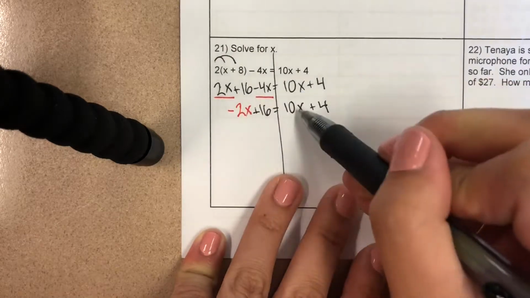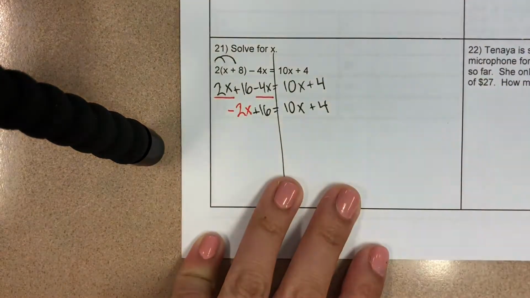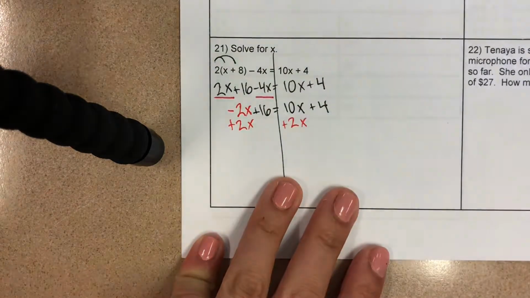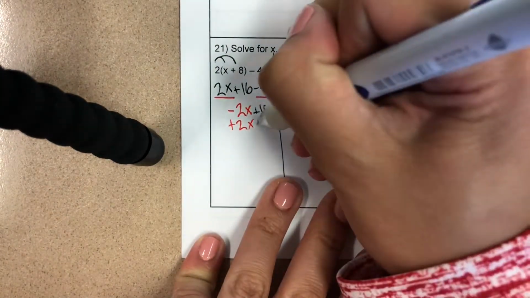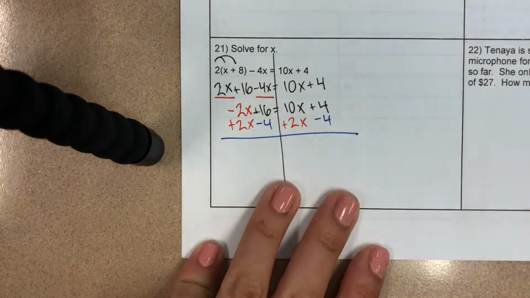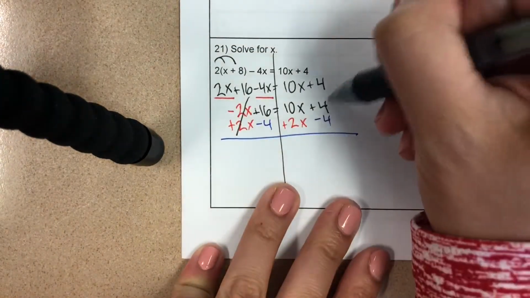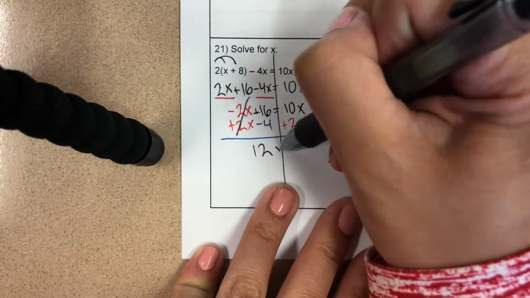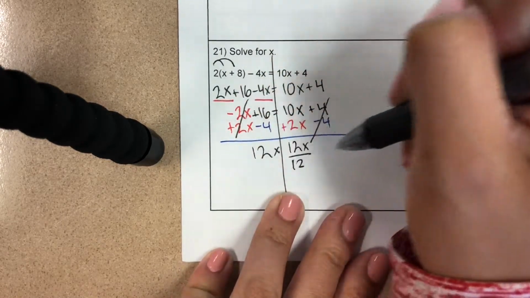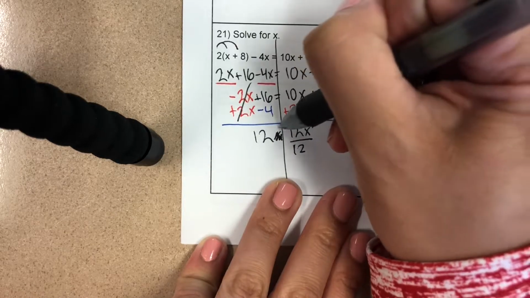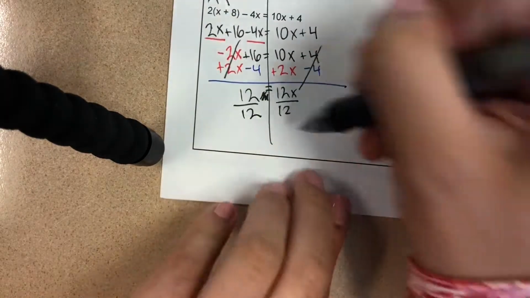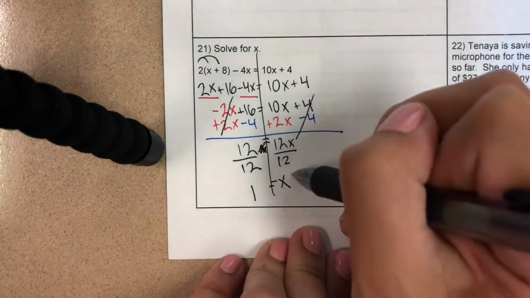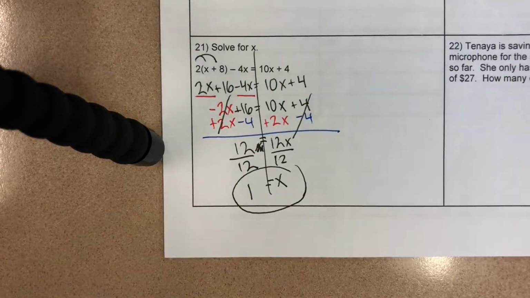I want to move this x over here because that'll keep it positive. So add 2x to both sides. At the same time, I can subtract 4 to get the constants on one side. These cancel, leaving 12x. And on this side, I have 12. I divide by 12, leaving x equals 12 divided by 12, which is 1. So x equals 1 will be my final answer.